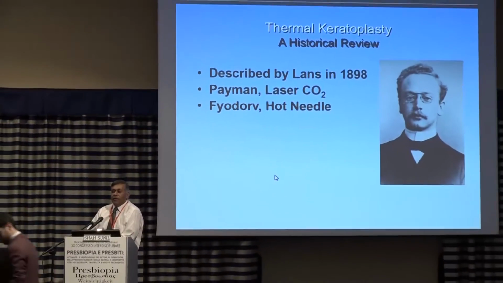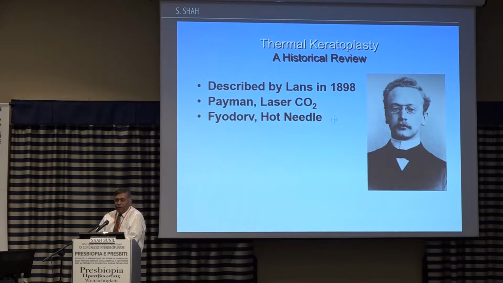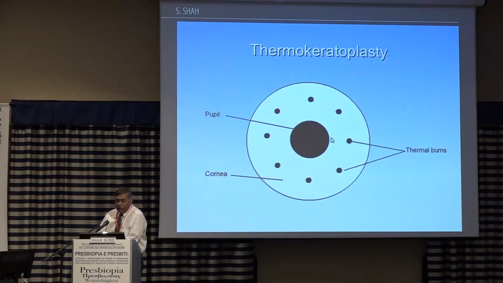So thermal keratoplasty has a long history. I mean, it was first described in 1898. The fact that people are still trying it usually tells you something about the technique, that it doesn't work. So people just try different mechanisms to achieve this. So you're essentially creating a change in shape by thermal burns in the cornea.